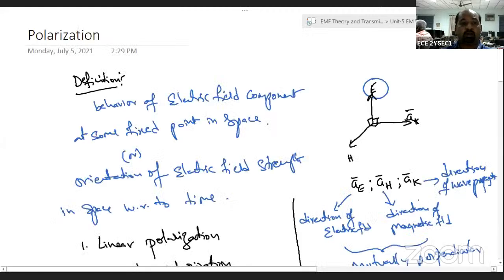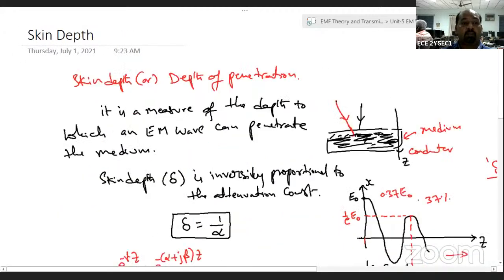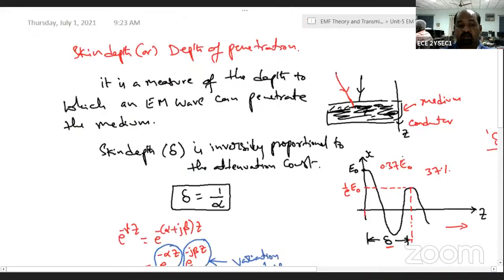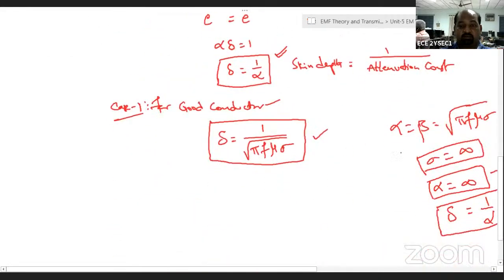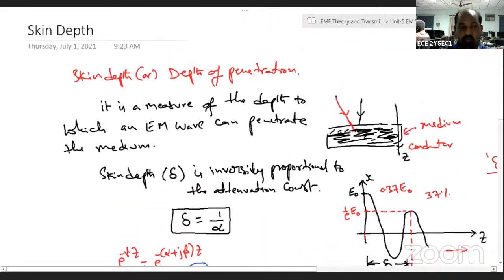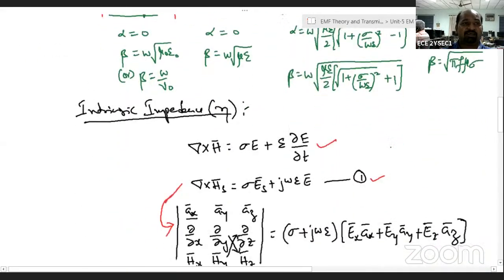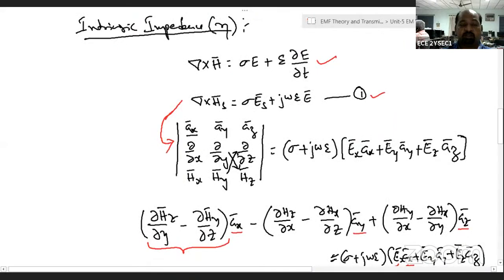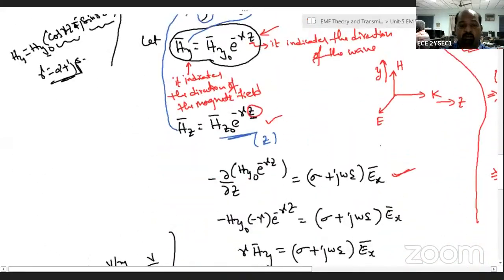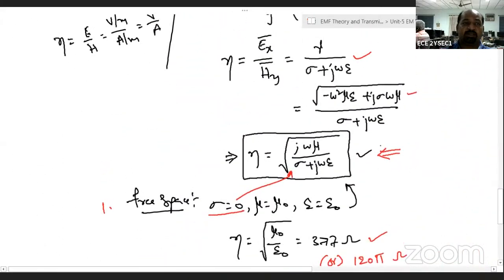If you go back, somewhere else I have derived this equation, right? So let me show it here, right? It's intrinsic impedance. So the derivation I have done earlier. So what is the expression? Yes. So this is the intrinsic impedance.